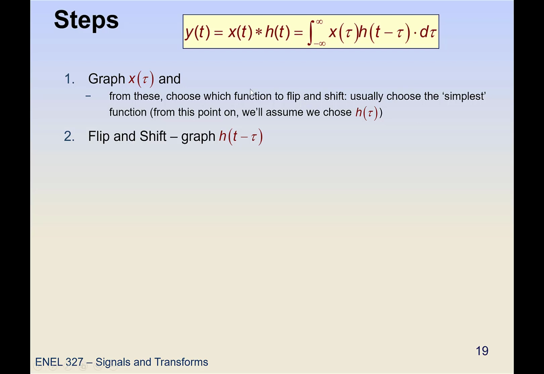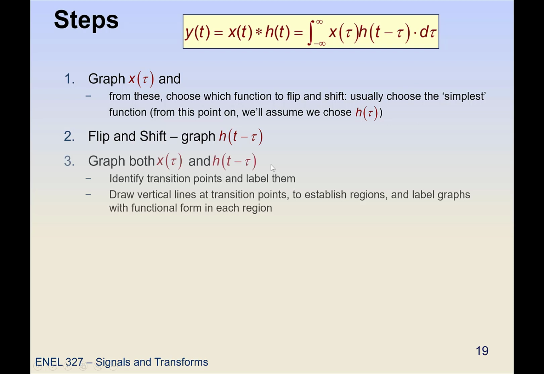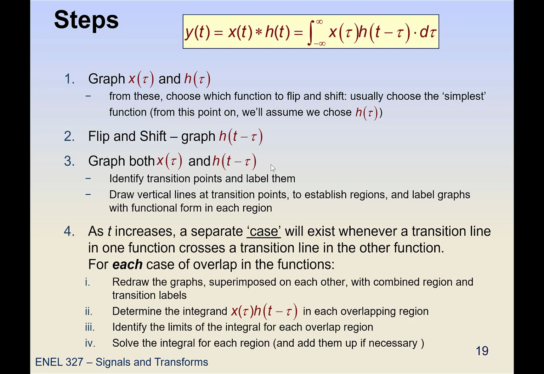So we're going to flip and shift that and graph it. Now we should have two graphs, one of x, one of h of t minus tau. And remember that we're going to want to graph them as a function of tau. Then we're going to want to identify the transition points on each of those and label them. And we're going to draw vertical lines at those to establish different regions, and then label the graphs with functional form in each region. We'll see an example of that in a second. I'll explain what I mean by transition points.